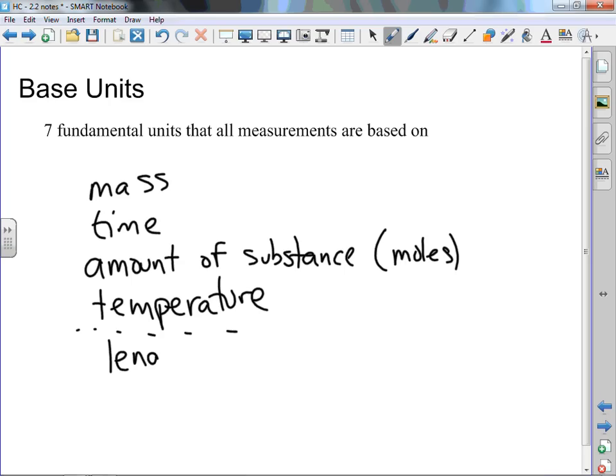A very common one, length, or measuring distance. There's also electric current and luminous intensity, which are often used in physics. So we're going to become very familiar with these. Again, mass, time, amount of substance, and temperature. On page 34, they do also talk about the defined standard. You know, what is a mass? What is a specific amount of substance? What is the specific unit that we measure temperature in for the metric system?